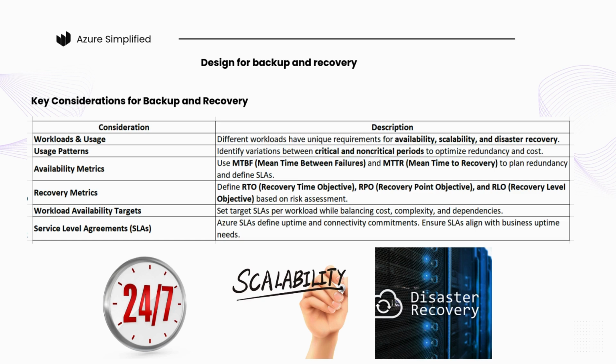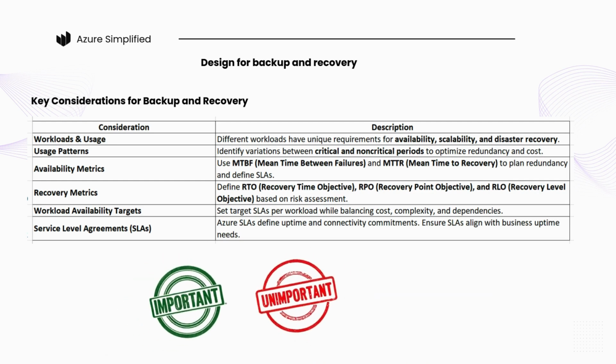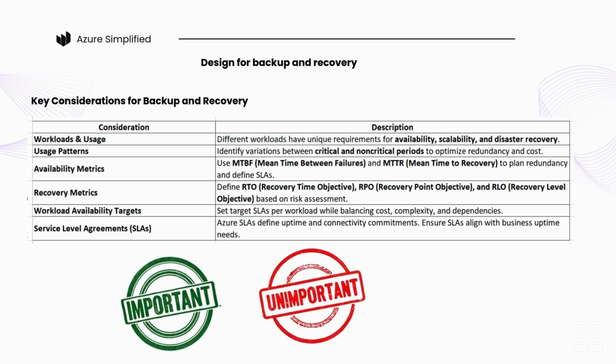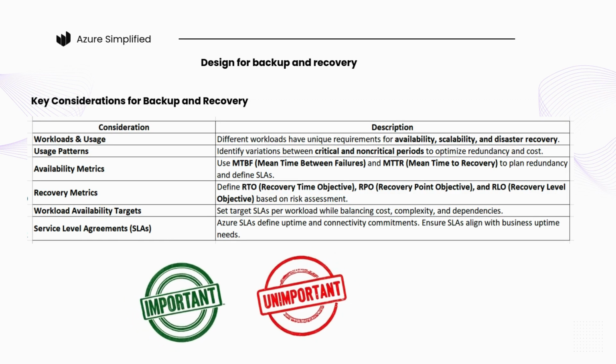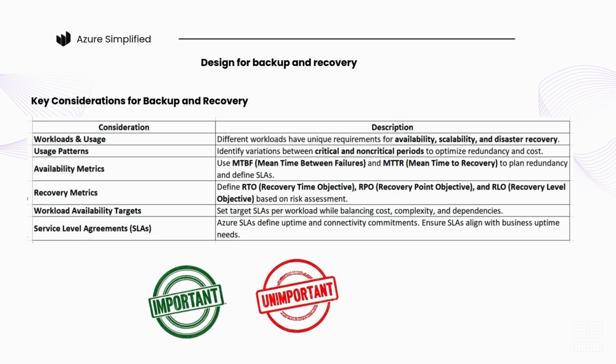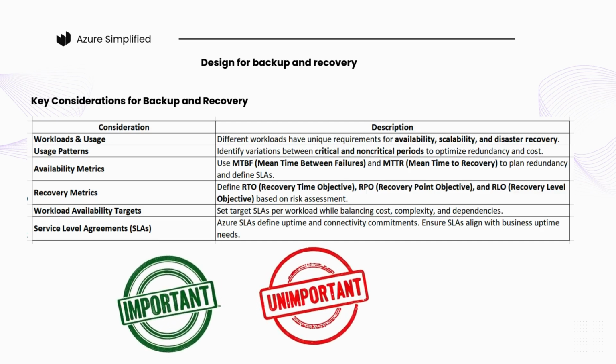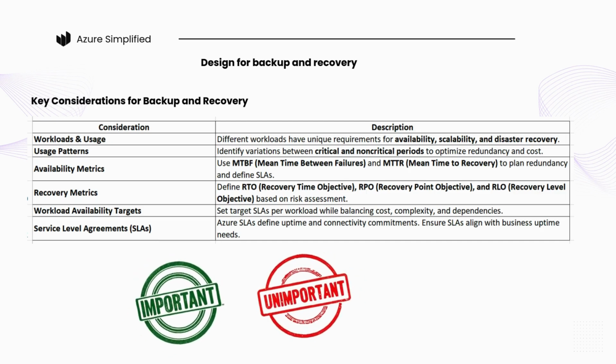Understanding these factors helps in planning redundancy and failover strategies. 2. Usage patterns. Workload demands vary during critical and non-critical periods. Example: an e-commerce app may need high availability during peak sales seasons but can reduce resources during off-peak times. Identifying these patterns helps optimize redundancy and cost efficiency.